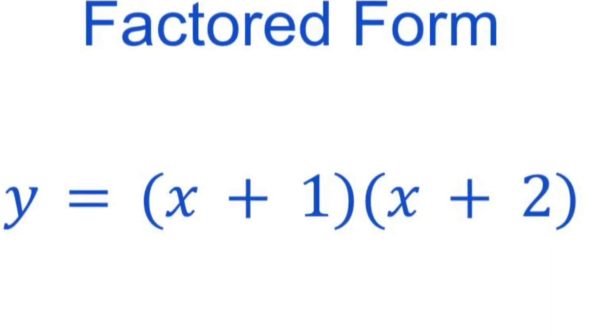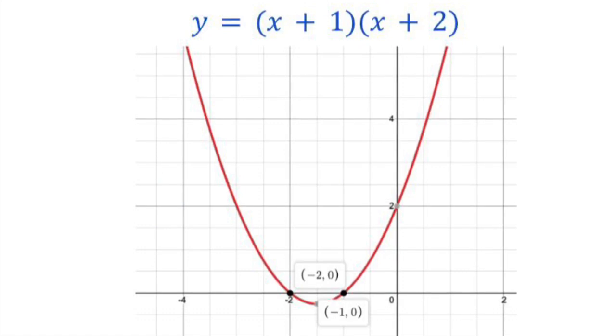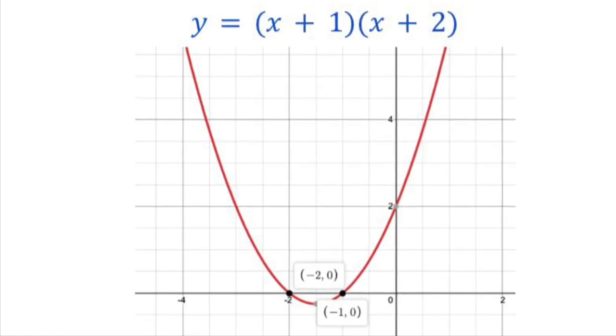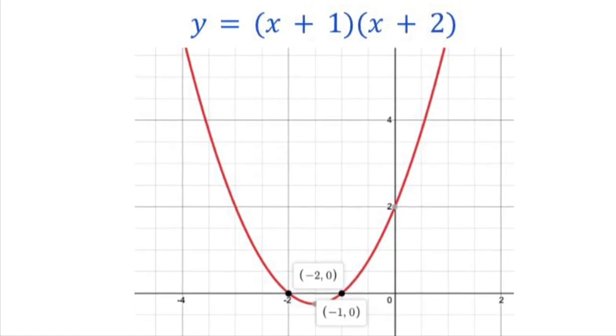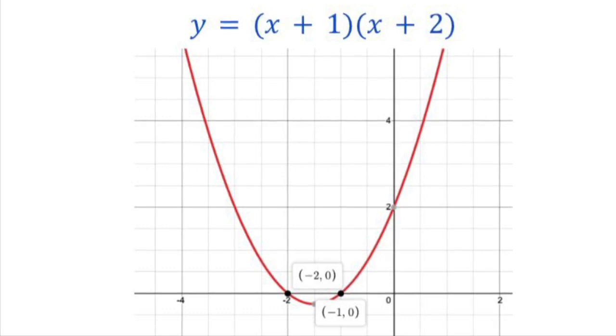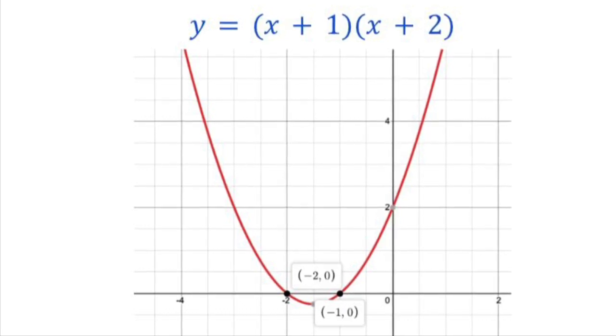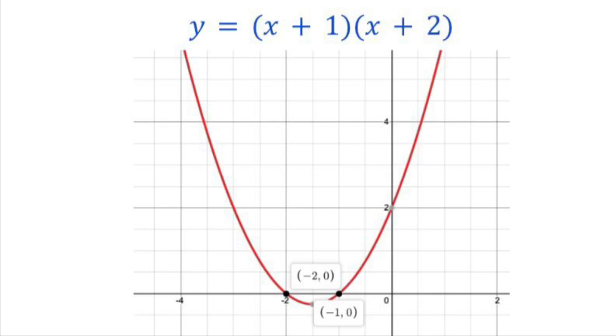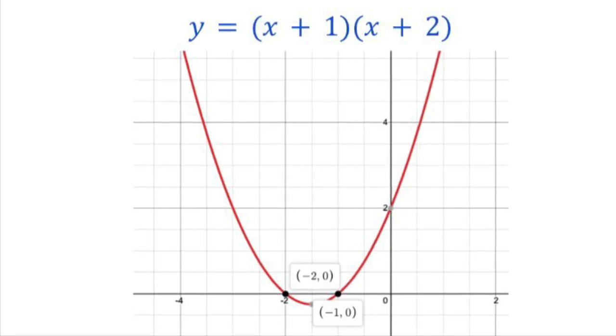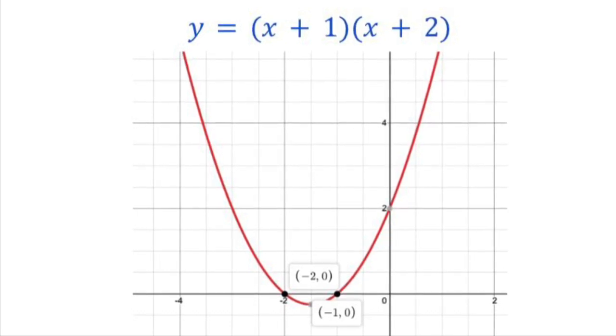So let's look at the graph right now. This is my graph, and you can see that it says plus 2 in the equation, but it goes through minus 2 on the graph. It says plus 1 in the equation, but it goes through minus 1 on the x-axis on the graph. We've done this before. We have also found the vertex.